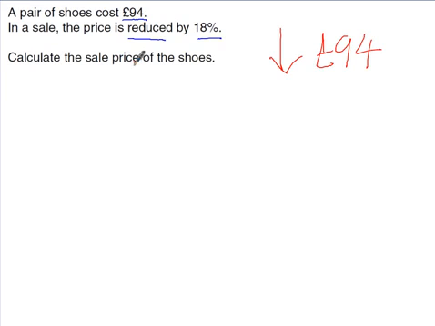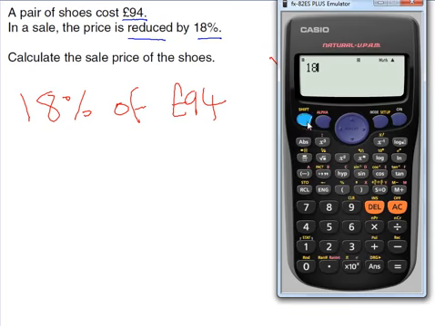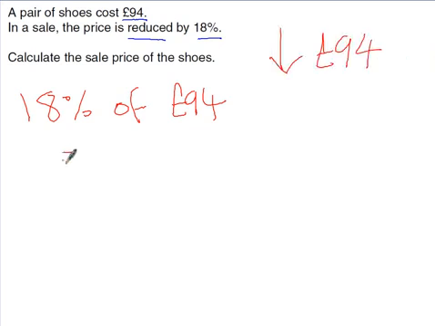Okay, so we need to calculate the price, where in your head you should be thinking, I need to work out 18% of £94. So get your calculator up. 18% of £94. SD it. Right, so the money off is £16.92. Nice little reduction. Again, people all the time leave their answer as £16.92. That isn't the answer. You need to take that away from the £94. That's the money that's been taken off.